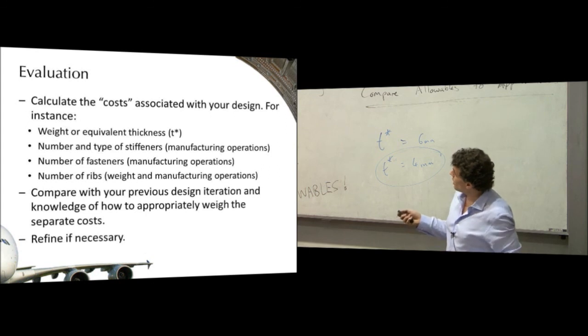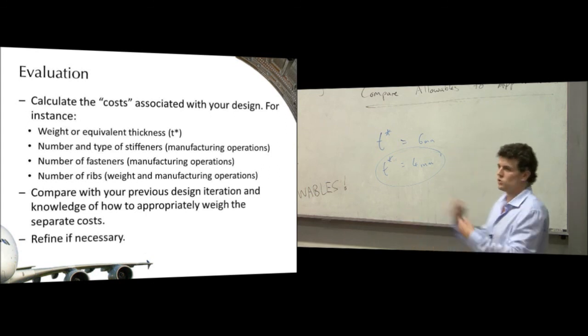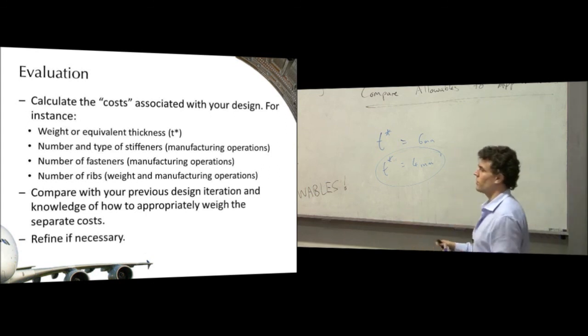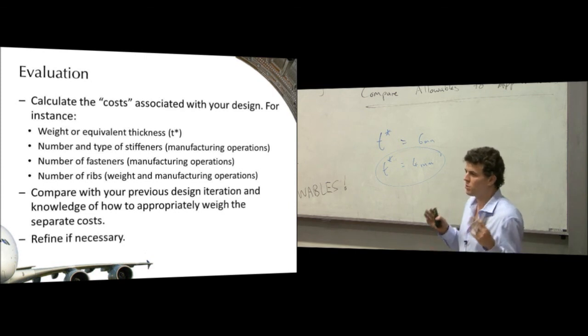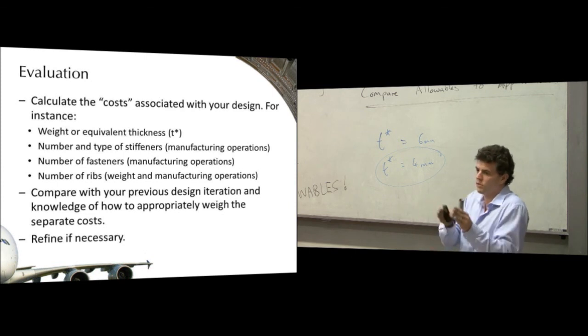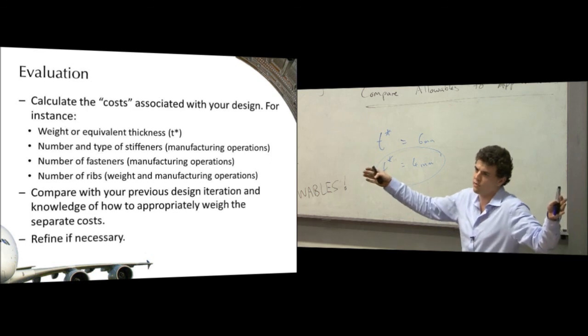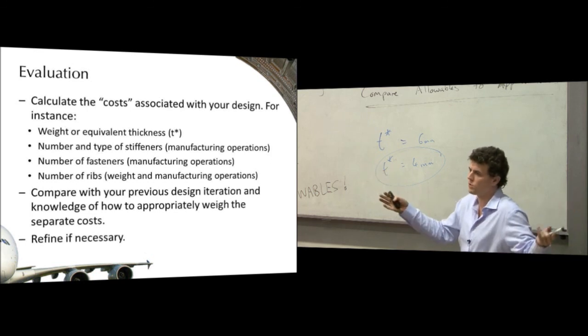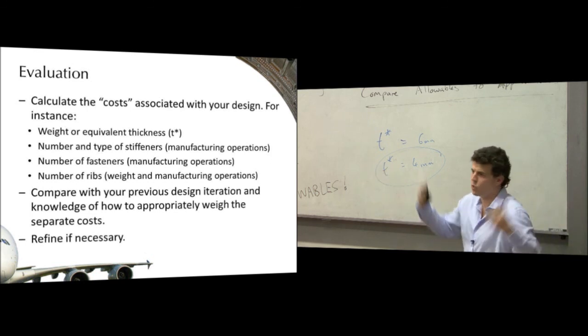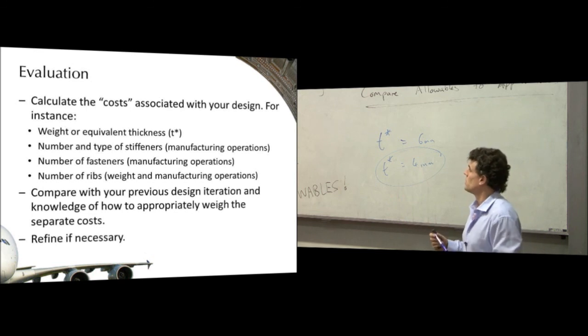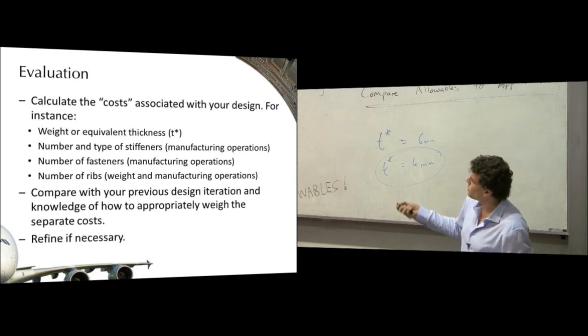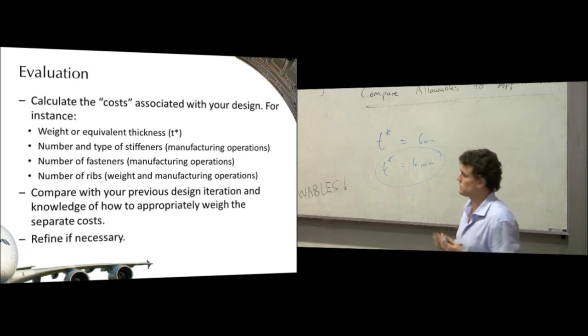The number and type of stiffeners: you can choose different types of stiffeners, but they all have their own manufacturing constraints and manufacturing complexities. The more stiffeners you put in, the higher your buckling load will be, but also the heavier it's going to get. If you've got 10 stiffeners across the width of your panel versus 4, you've got more weight, more structure. So all of these things cost us when we make our design.